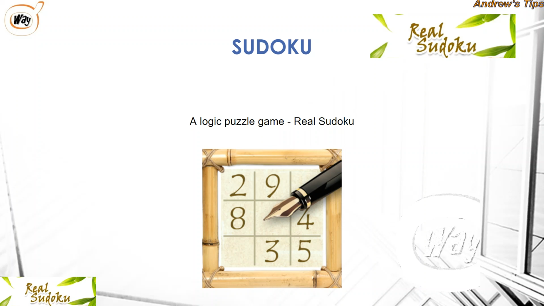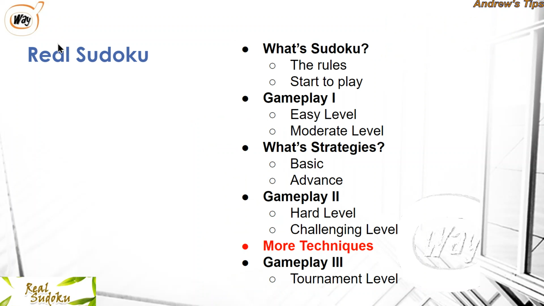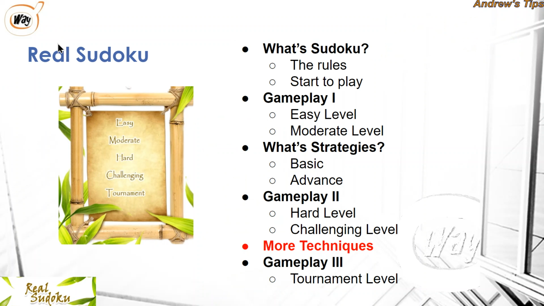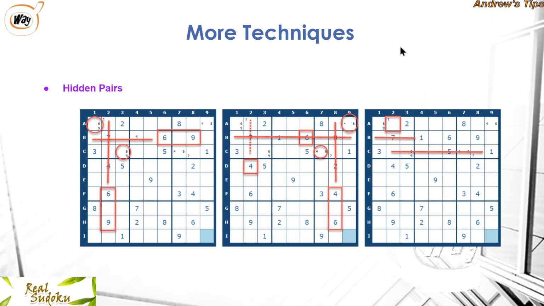Today we will continue our Sudoku. What's the topic today? We were talking about more techniques for Sudoku. Before that, we talked about the basic and advanced strategies for Sudoku. Today we will introduce some more techniques. It is popular and a little bit hard to do. Okay, let's go. What's inside?